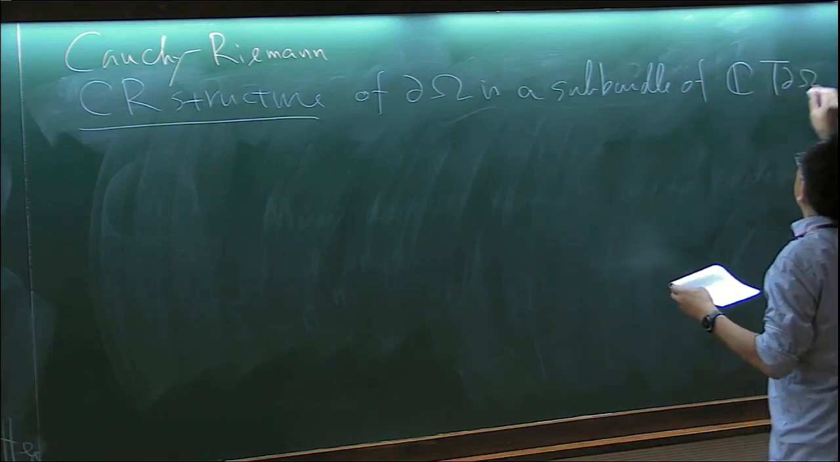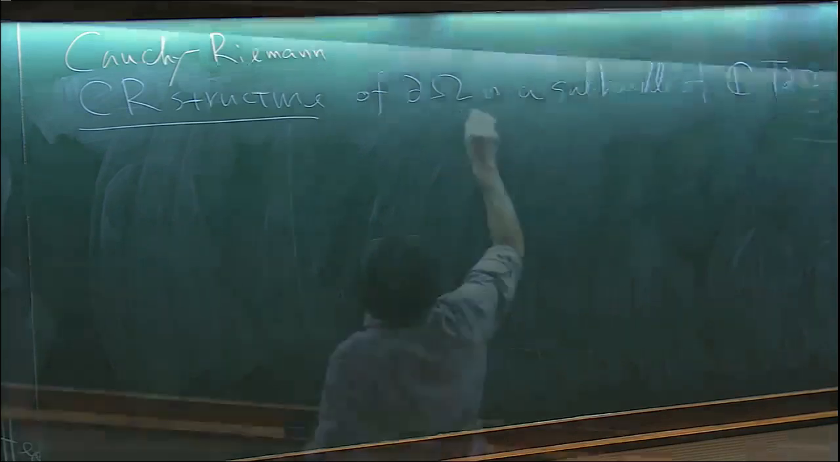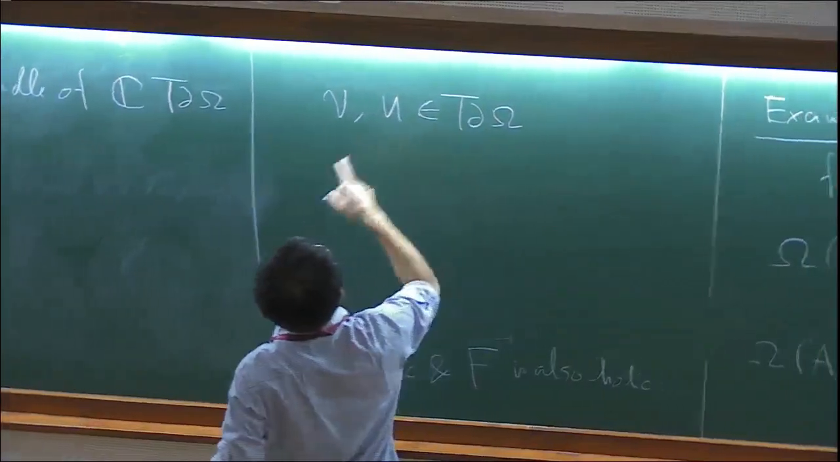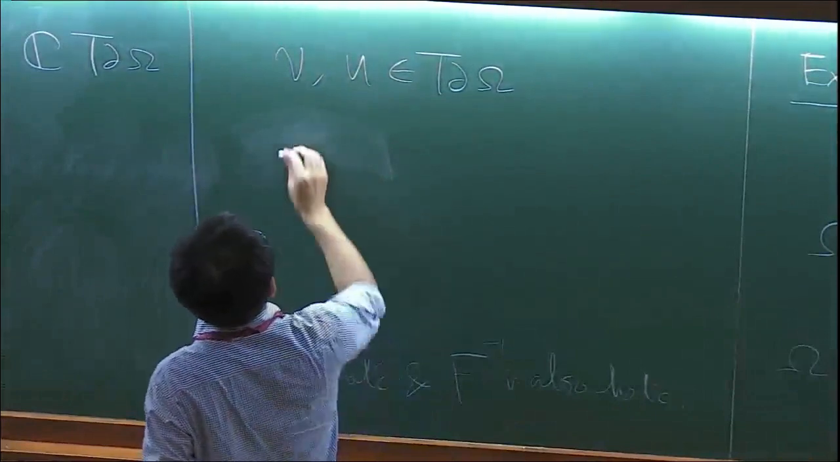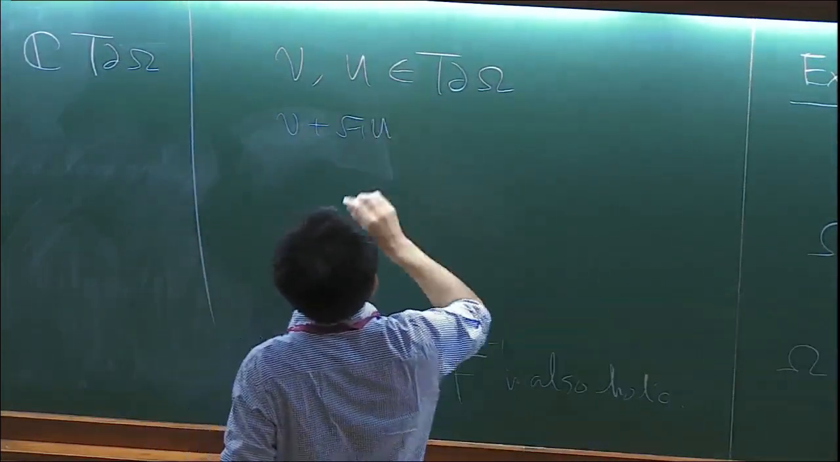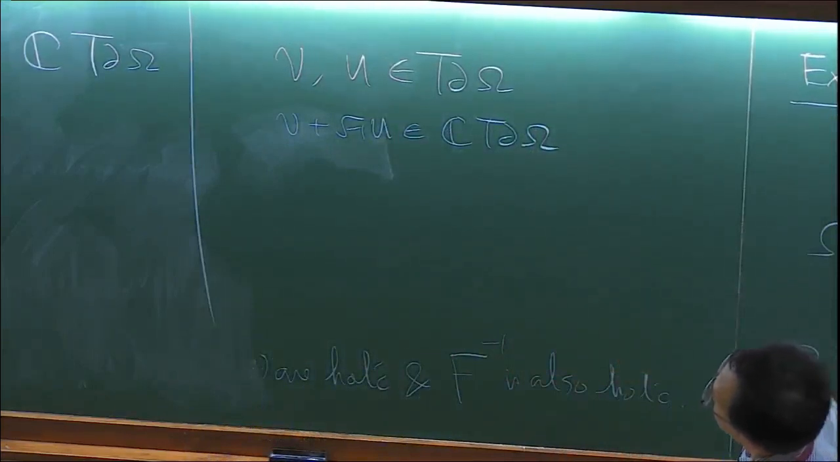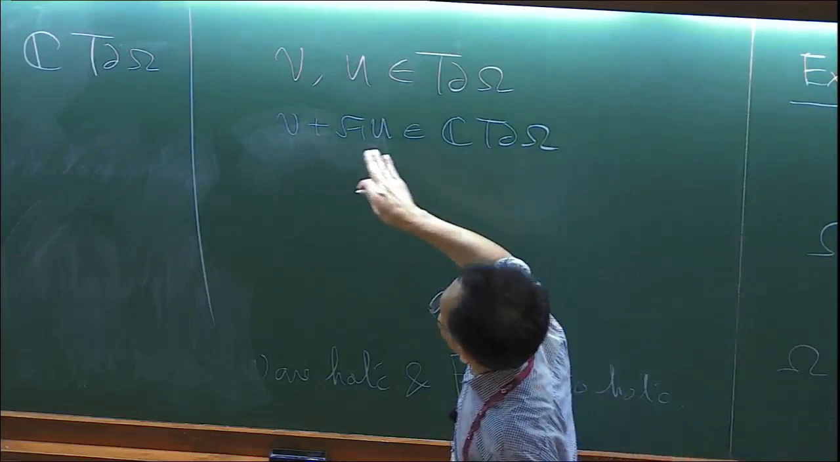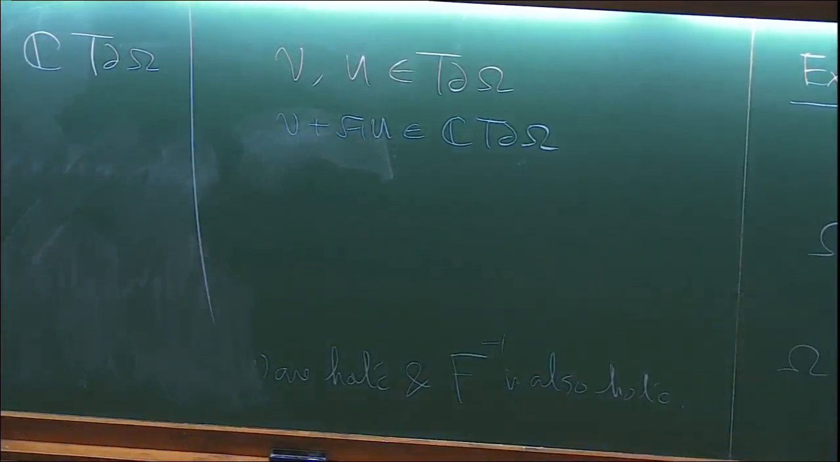the complexified tangent bundle. Usually the tangent bundle is a real vector bundle, so we consider the complexification. That means if you have a vector field V and U, just real tangent vectors, then a complex vector means V plus root minus one times U, a formal expression. This is just the space of linear combinations of real vectors by putting i here. We already used such things here. So this W is considered a complex vector.